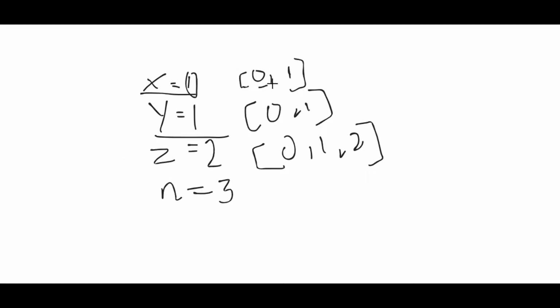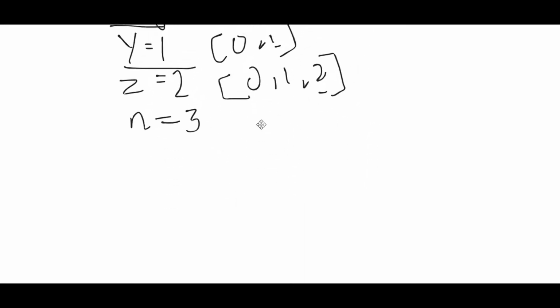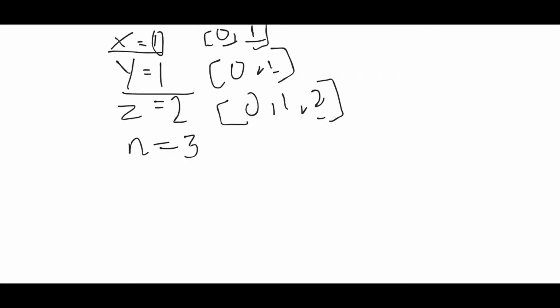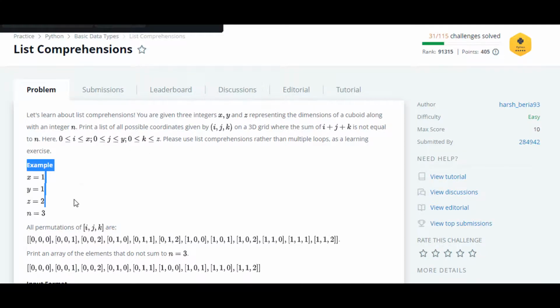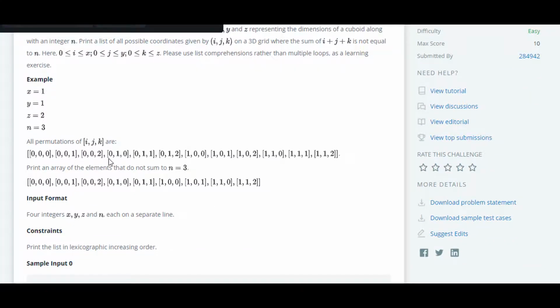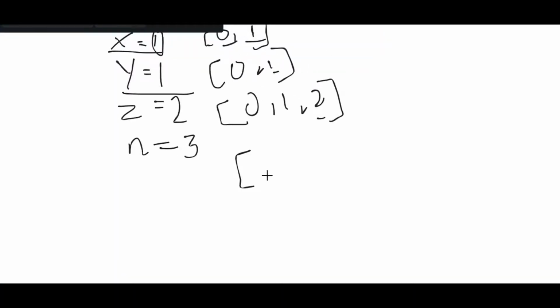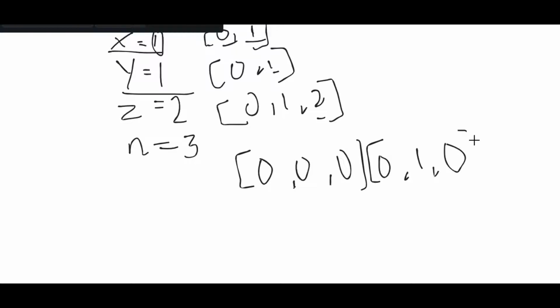Taking these numbers, for example 0, 1, 2, from this we have to create permutations. So here, as they have shown, these are all the possible values we can create from these numbers. It will be 0, 0, 0, then 0, 0, 1. Then again we can also create 0, 1, 0.